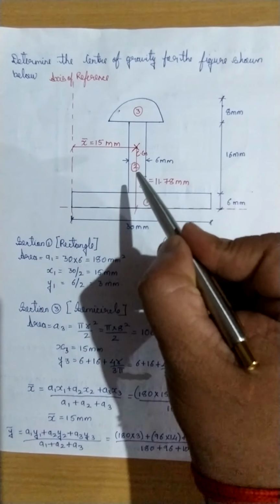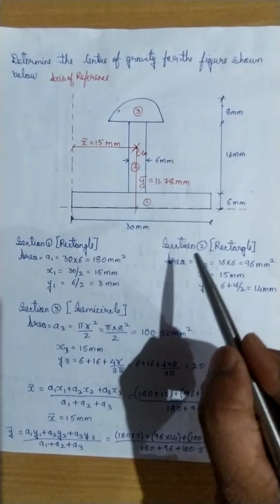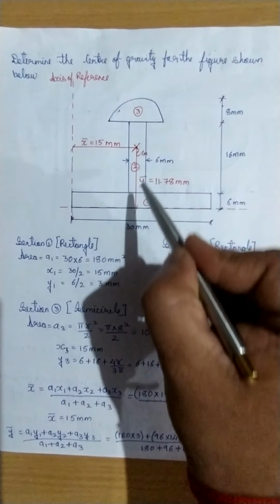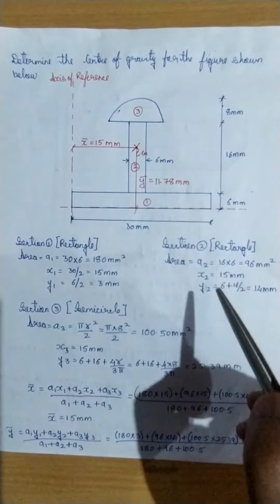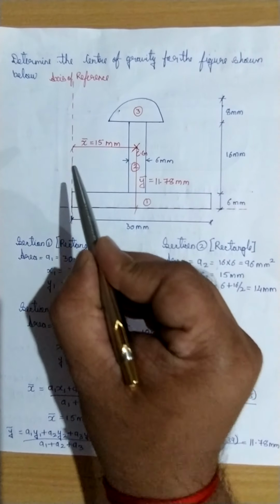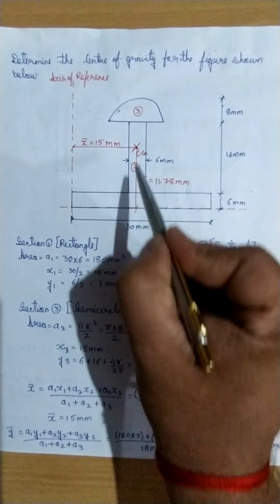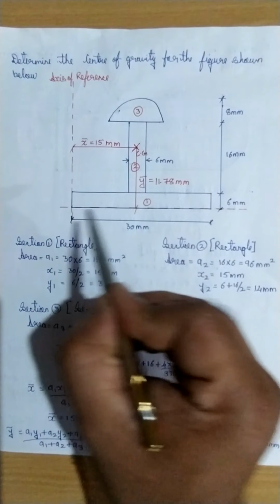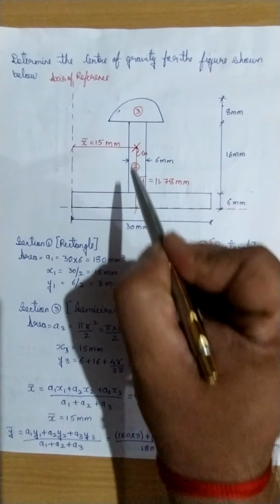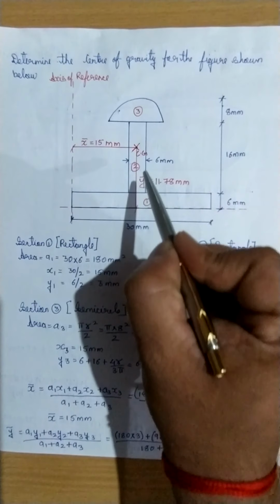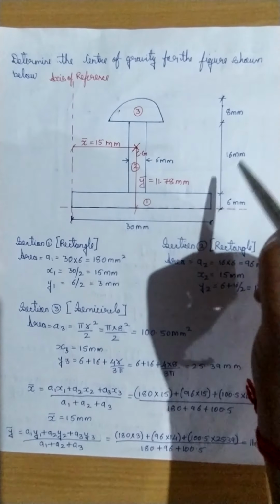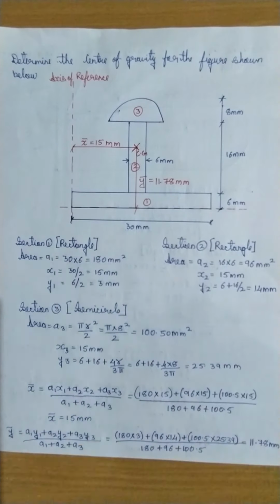Now let us go to section number 2, which is again a rectangle. Its area will be 16 into 6 mm. Next, X2 is the distance from here. You can see it is lying at the central section only, so it will again be 30 by 2, which is 15 mm. Then Y2 from below. Already 6 mm is there and its CG will lie somewhere here, which will be 6 plus 16 divided by 2, which is 14 mm.